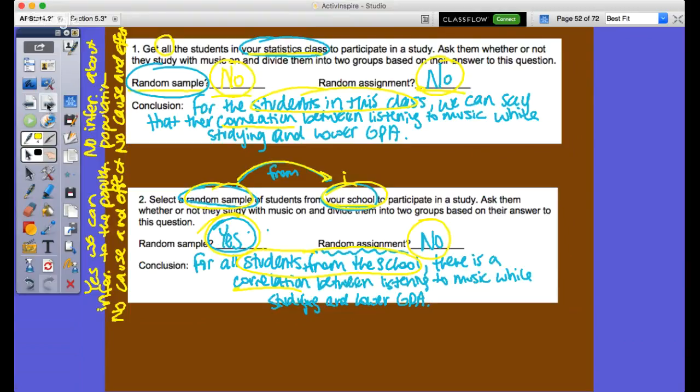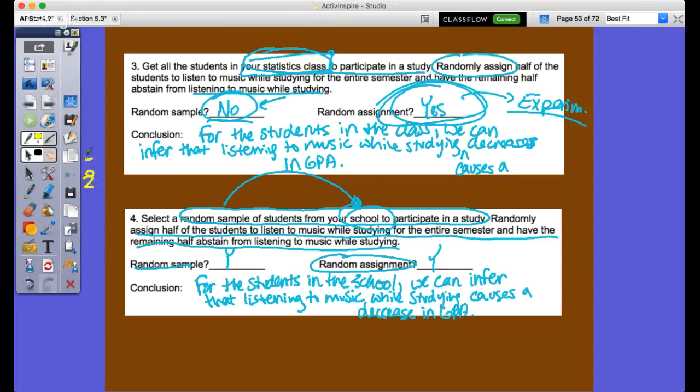The next one says no random sample. So we could say no inference to population, but with a random assignment, we could say that, yes, we can infer cause and effect, right? So we only have inference to cause and effect with just the people that we sampled, right? Just the statistics class. I can't go beyond that because there was no random sample taken. I'm hoping this makes sense here, okay? Let's go to the last one.